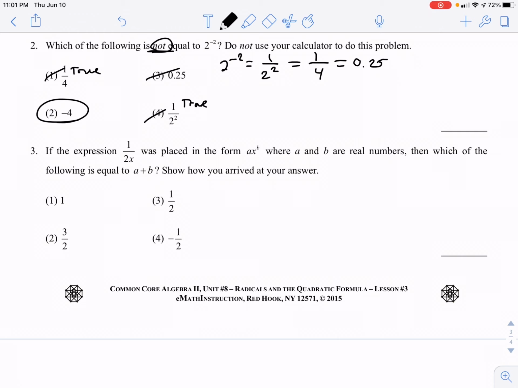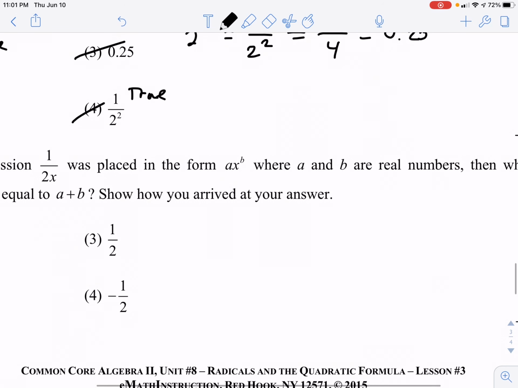Number 3, if the expression 1 over 2x was placed in the form a times x to the b power, where a and b are real numbers, then which of the following is equal to a plus b? Show how you arrived at your answer. All right, so first things first. Let's take this expression and rewrite it as a times x to some exponent. Notice x is in the bottom, so we're going to have to rewrite this.